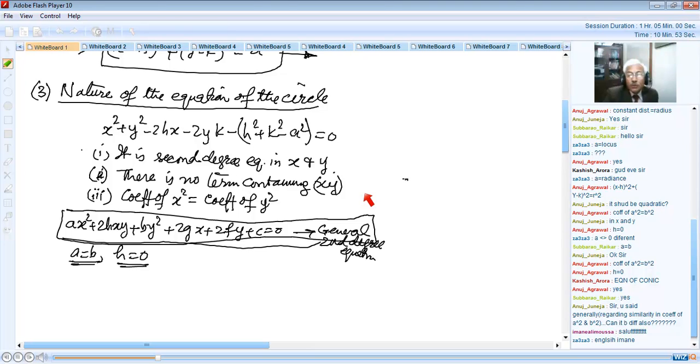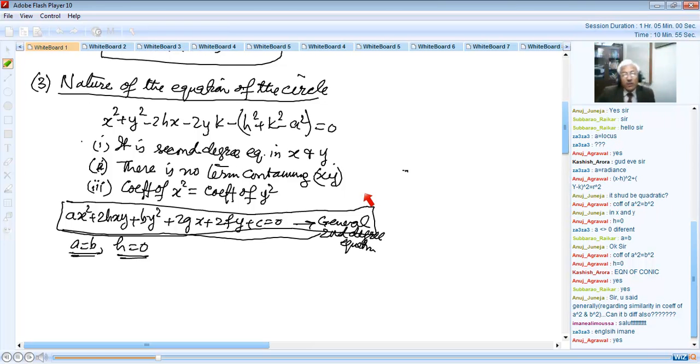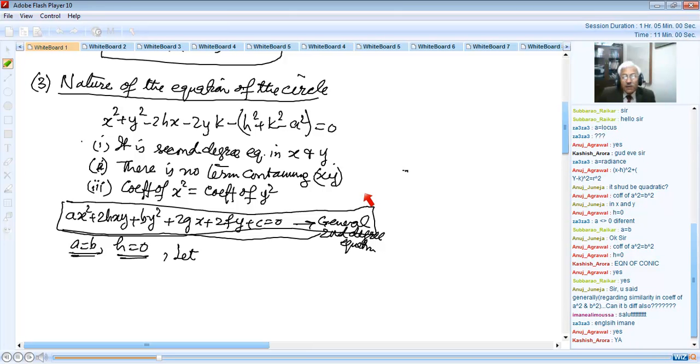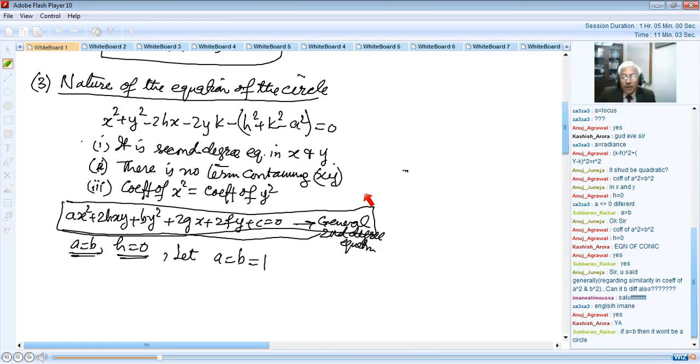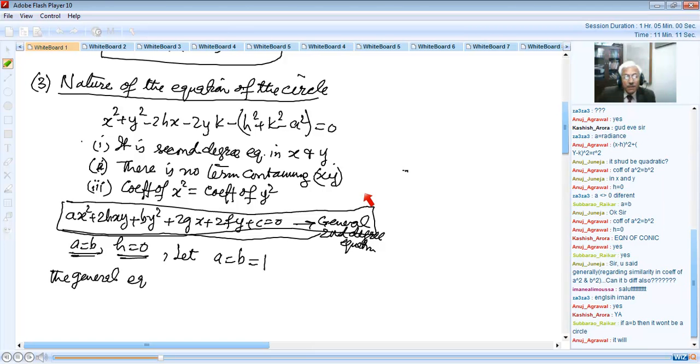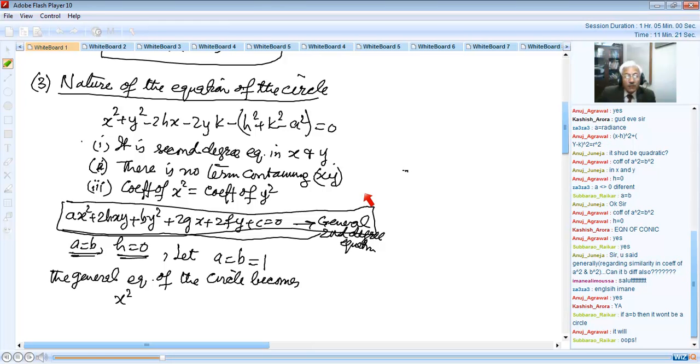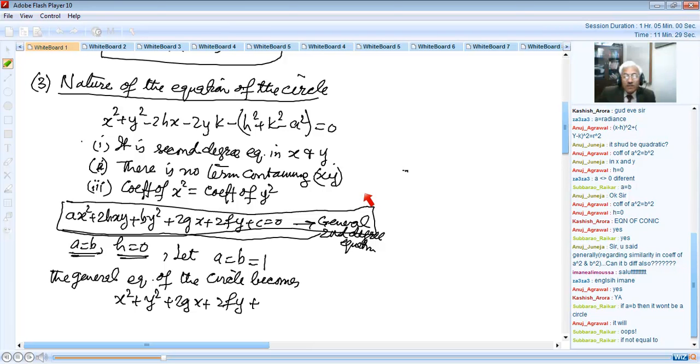So if you put a equal to b equal to 1, then the general second degree equation becomes the general equation of a circle: x square plus y square plus 2gx plus 2fy plus c equal to 0.